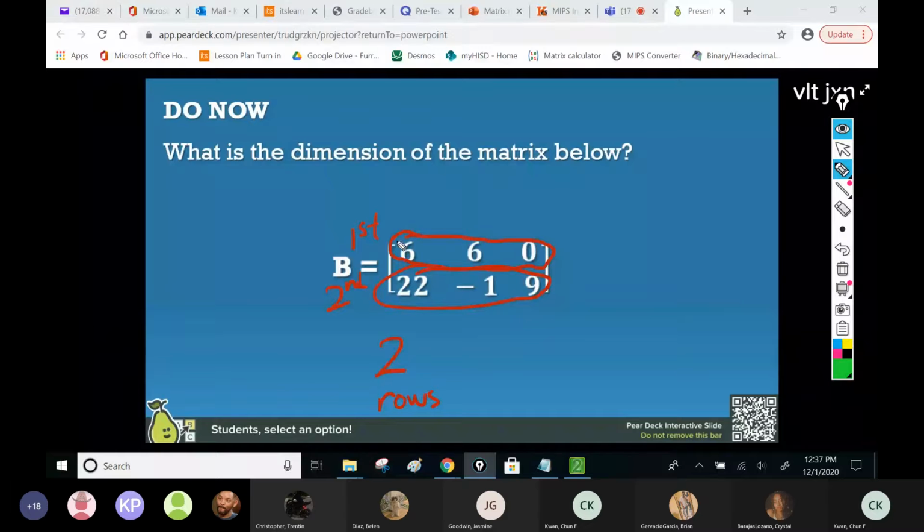and then columns are vertical. So this is your first column, second column, and then third column. So columns are vertical. So this is a 2 by 3 matrix. All right, this is a 2 by 3 matrix, not 3 by 2. 3 by 2 would be the other way around. This is 2 rows and 3 columns. So make sure rows come first, and then after that you'll get the column.